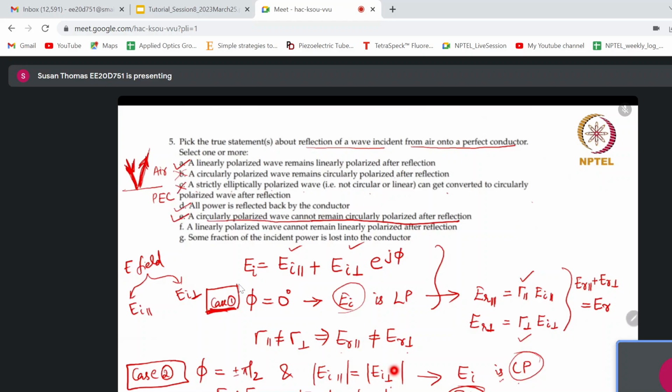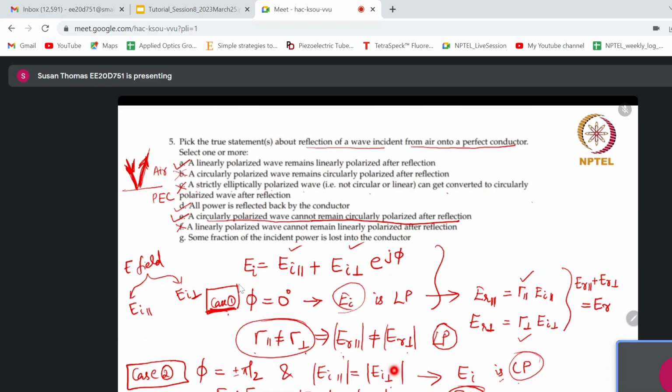Coming to statement F, a linearly polarized wave cannot remain linearly polarized. That's not true. We have seen case 1. A linearly polarized wave can definitely remain linearly polarized because there is no phase difference there. The only difference is in the magnitudes. Because gamma parallel is not equal to gamma perpendicular, the ER parallel magnitude is not equal to the ER perpendicular magnitude. Even if the magnitudes are not the same, it will remain linearly polarized.